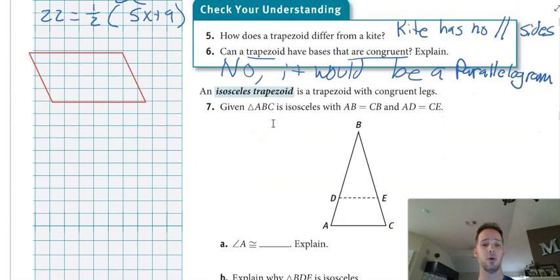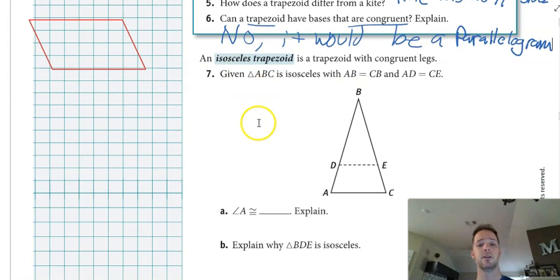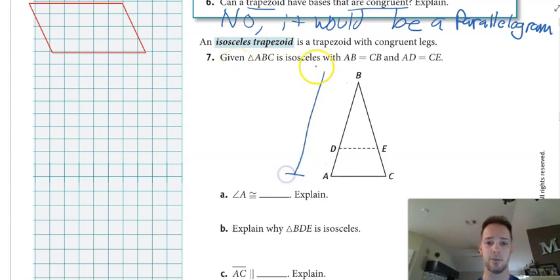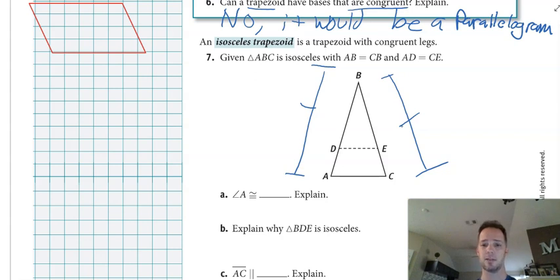Let's now look at the isosceles trapezoid. What does that mean? If you think about isosceles triangles, we know that an isosceles triangle has two congruent legs. So maybe that means the same thing. A trapezoid has legs. Maybe that's all it means, is the legs are congruent to each other. So an isosceles trapezoid has congruent legs. Given triangle ABC is isosceles, I know that this whole side here is congruent to this whole side here. We also know that AB is congruent to CB, and that AD here is congruent to CE. It says angle A is congruent to what, and explain.